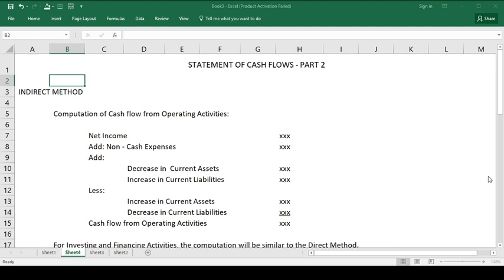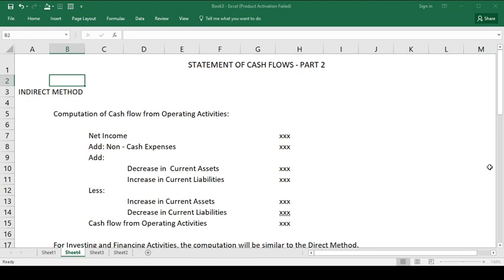This is my new video presentation on fundamentals of accountancy, business, and management, and the topic is the statement of cash flow. This is just a continuation of the first video discussion on the statement of cash flow. Kasi nung una, yung na-discuss kong statement of cash flow was about the direct method. Ngayon naman, we will focus on the statement of cash flow using the indirect method.